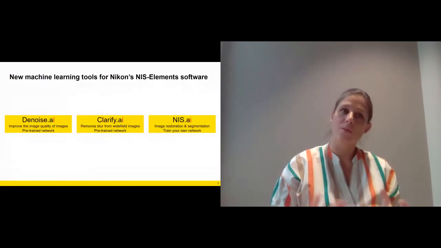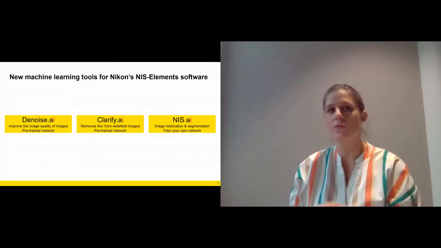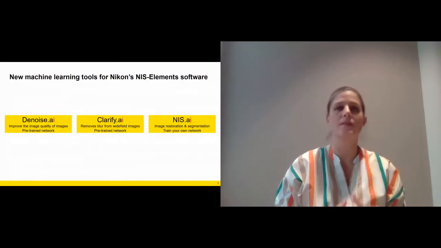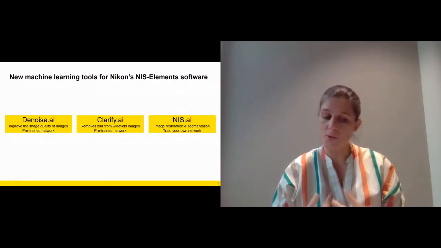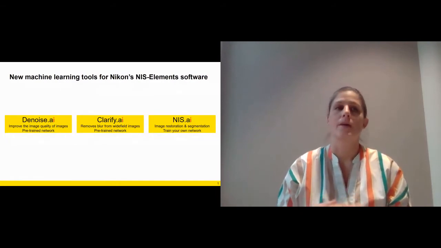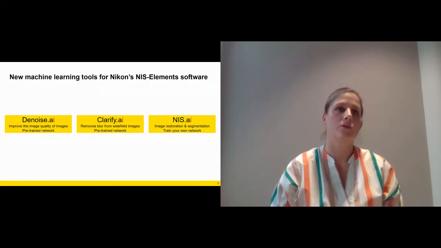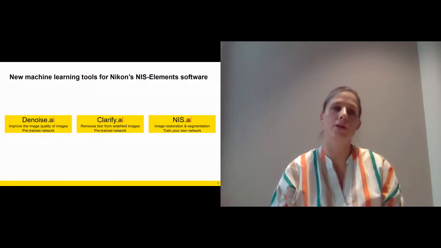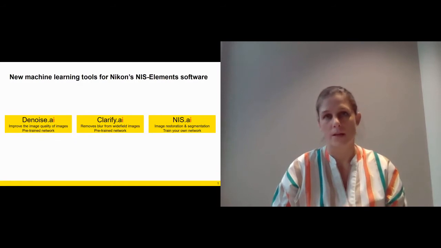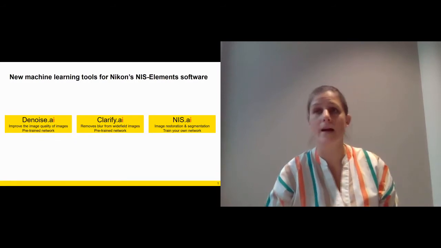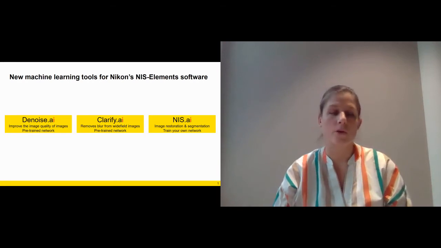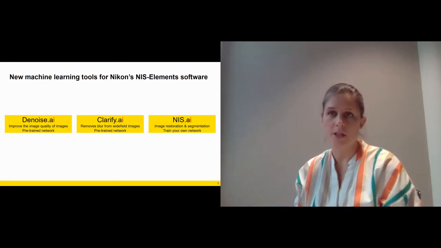The names given to them should already explain a little bit what they do. So Denoise.ai will remove noise, Clarify.ai will mainly remove out of focus blur in wide field images. And as these are mainly depending on your hardware, these two problems which can occur, these are the pre-trained algorithms. And the algorithms which are behind NIS.ai are mainly for image restoration and segmentation, and I will go into more detail of them.